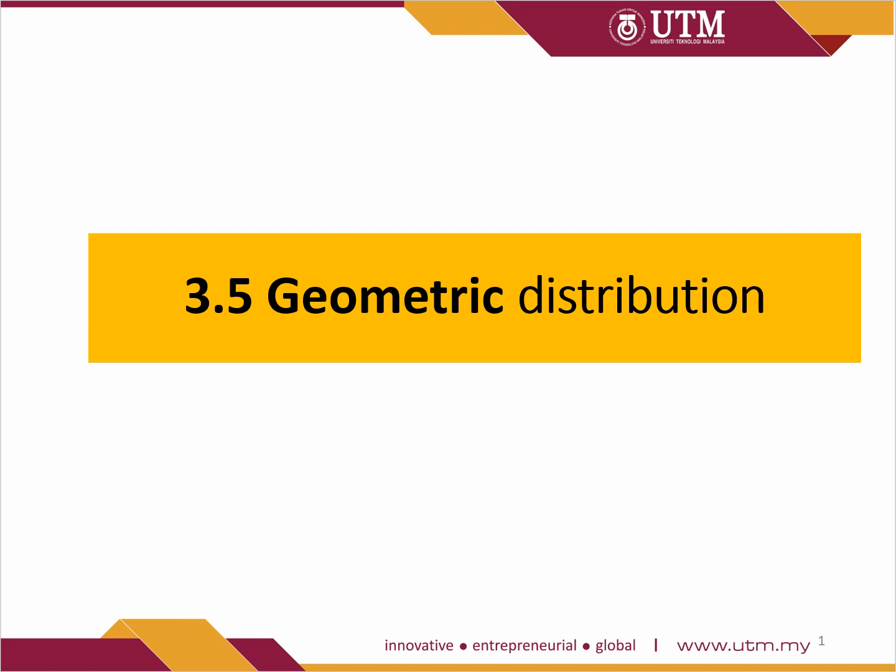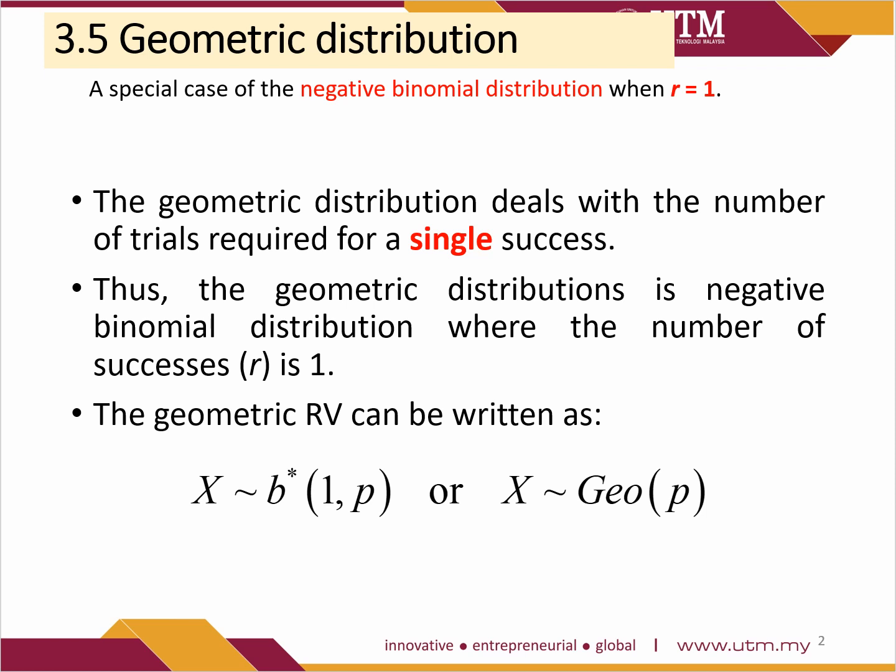So in this video, we are going to learn geometric distribution. So what is geometric distribution? Geometric distribution deals with the number of trials required for a single success. If you're familiar with success and the number of trials, it looks like the same distribution as the negative binomial. However, here we only have a single success. Thus, the geometric distribution is actually a negative binomial distribution where the number of successes r is 1.